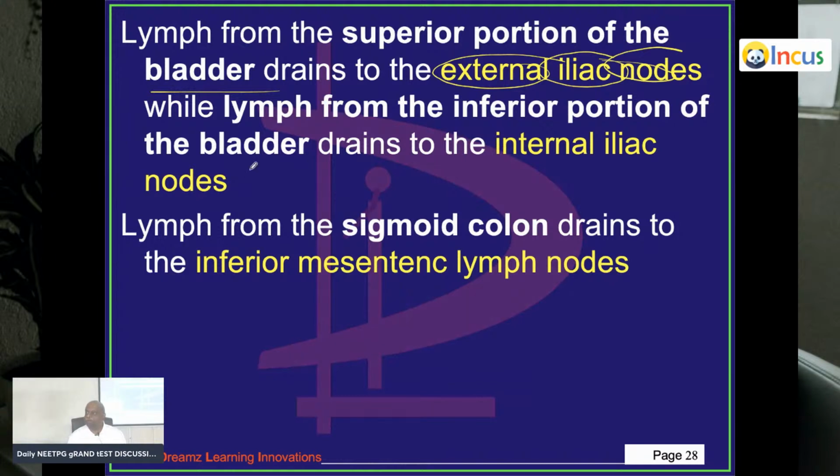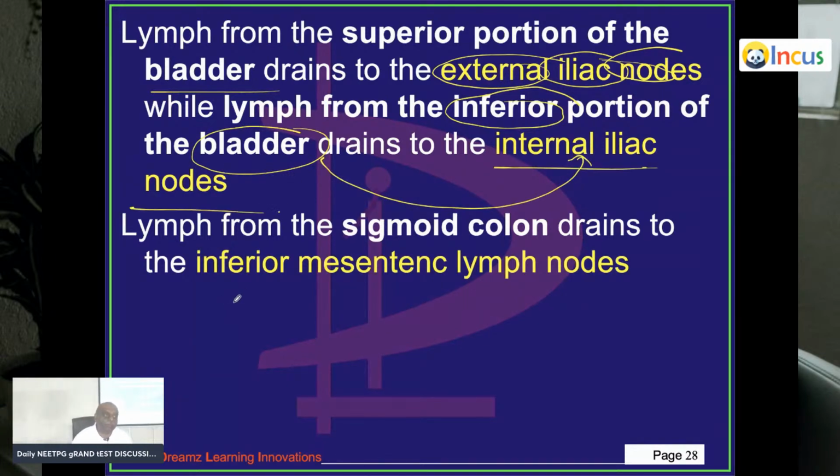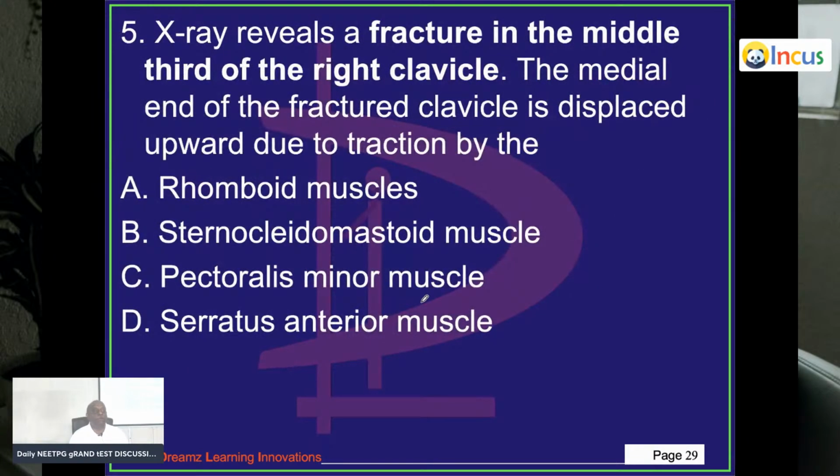Please inform your friends. Then lymph from the inferior portion of the bladder drains into the internal iliac group of lymph nodes. Sigmoid colon drains into inferior mesenteric lymph nodes. All these things you need to be doubly sure about.